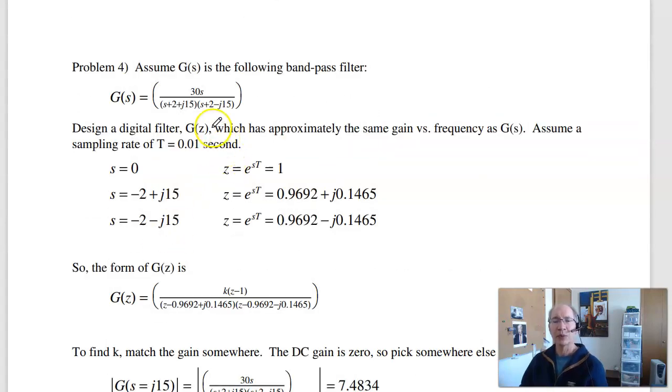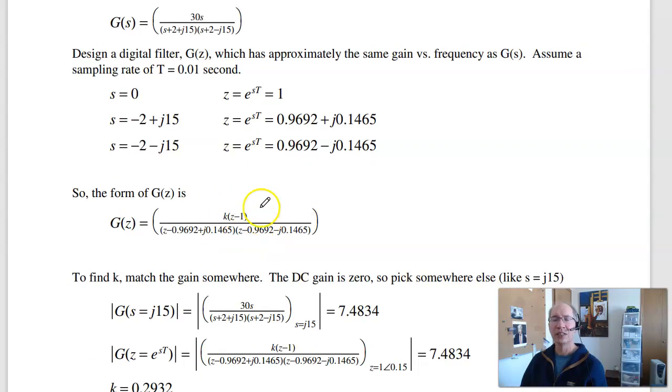That's with real poles. If I have complex poles, same procedure. I've got a 0 at s equals 0 in the S-plane, put a 0 at z equals plus 1 in the Z-plane. Poles at minus 2 plus or minus j15 in the S-plane, put the poles at 0.96 plus or minus j0.14 in the Z-plane. So here's the filter.